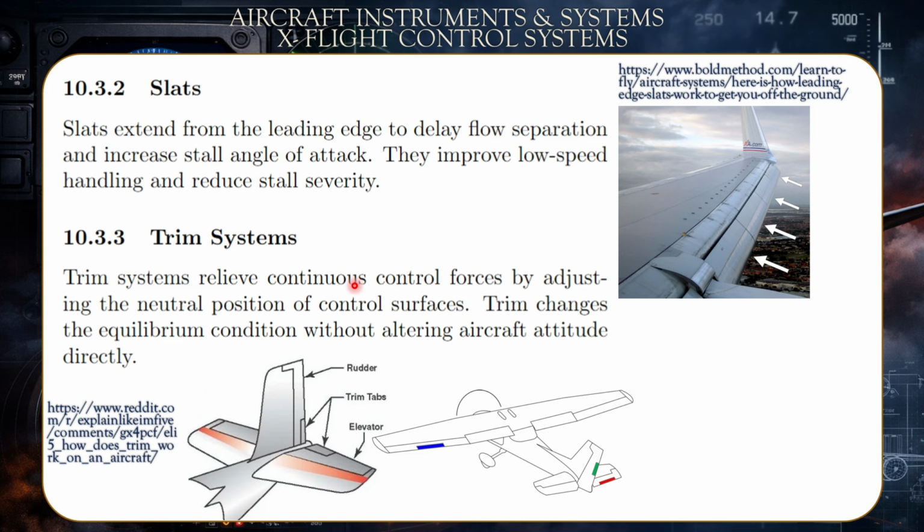10.3.3 Trim systems. Trim systems relieve continuous control forces by adjusting the neutral position of control surfaces. These are the trims, like a small part of the rudder or the elevator that is controllable. These are placed down or up in order to release the burden of continuously controlling the yoke by the pilot or even the autopilot. Trim changes the equilibrium condition without altering aircraft attitude directly.